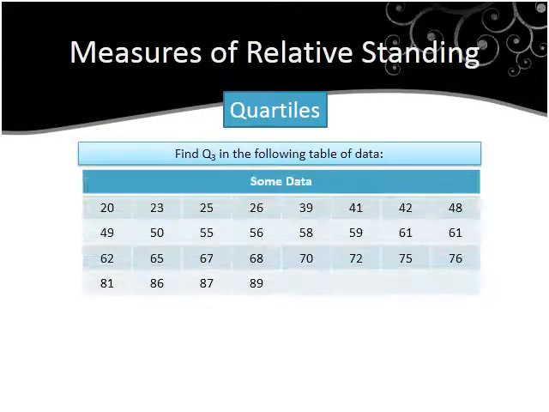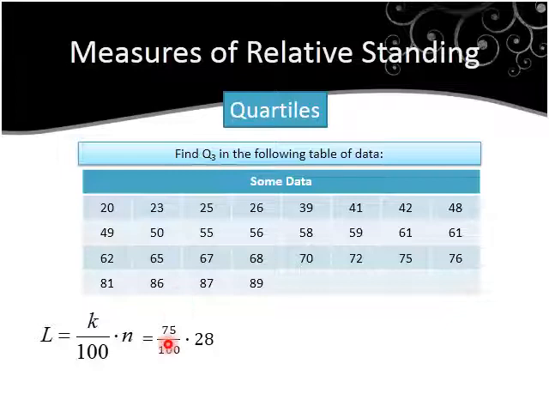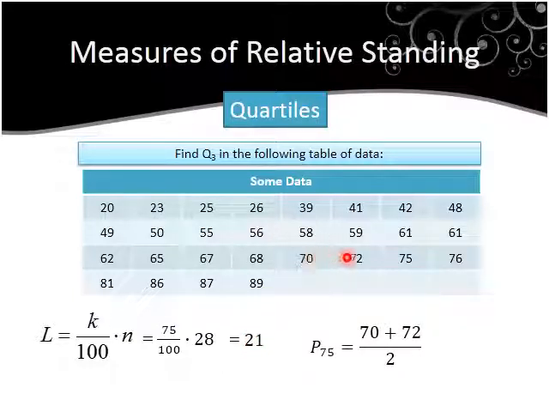So find Q3 in the following table of data. Since we're talking about Q3, which is the same thing as P sub 75, the K in our location formula will be 75. So this comes out to be 21. That means my percentile will be the average of the 21st and 22nd positions. So that is 70 and 72. So my 75th percentile is 71.